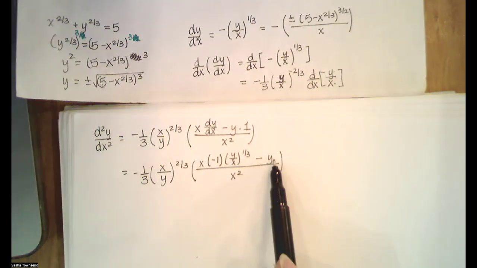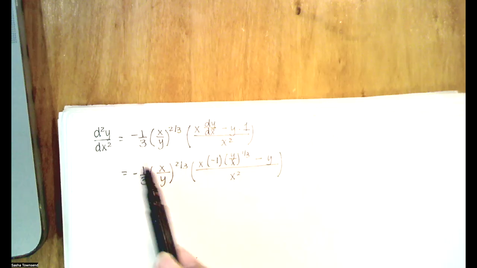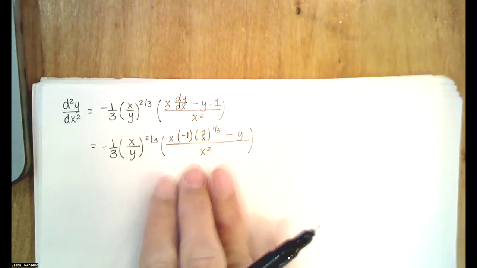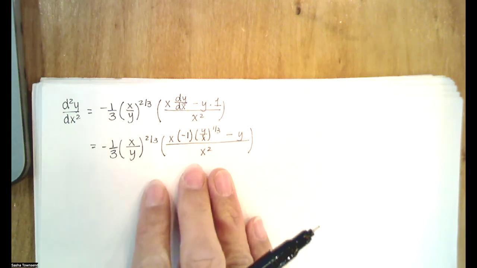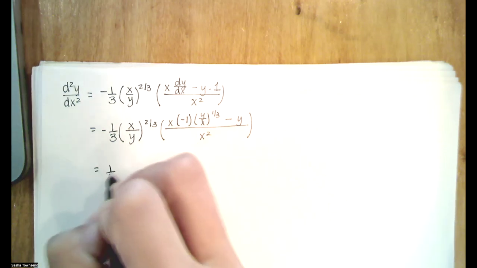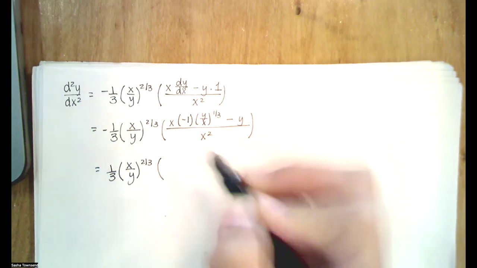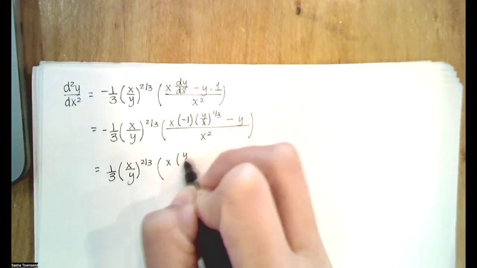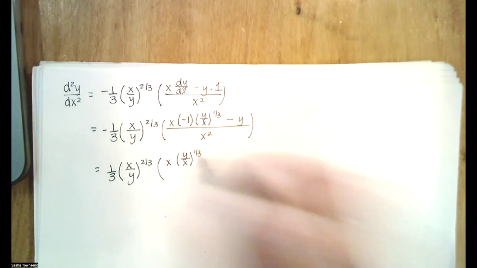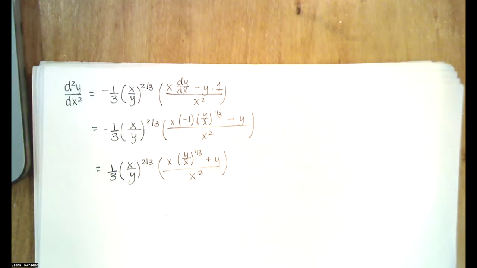So I see that the numerator has a negative factor here and here. So I can factor that negative out. That negative times this negative will make that expression positive. Sorry, I'm having some problems with the glare on the camera. Sometimes if I put my fingers in the view, it changes the colors and makes it easier to see. All right, so we have 1/3 here. This is x divided by y raised to the 2/3. And now I've got an x times y divided by x all to the 1/3 plus y all divided by x squared. I'm trying to simplify this as much as possible.